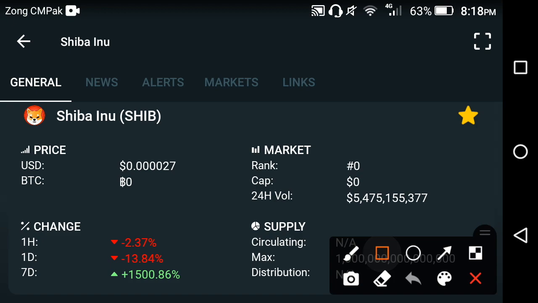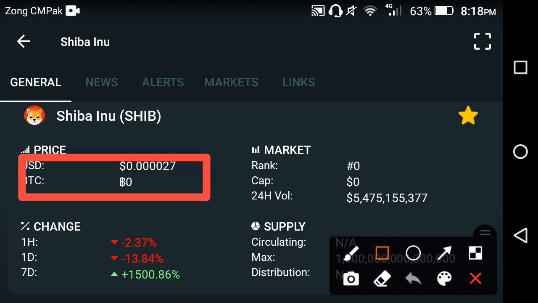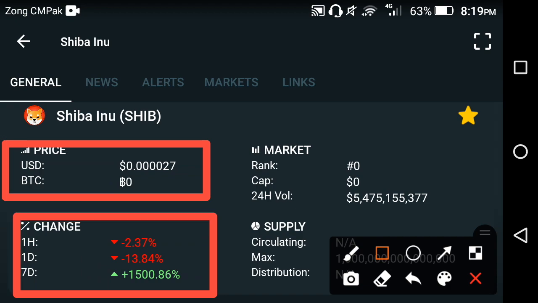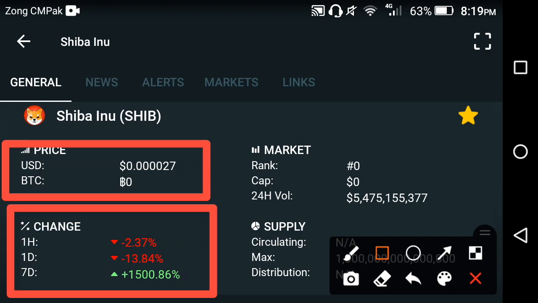Let's start the video. First of all, we talk about the price of Shiba Inu at this time. 0.000027 USD is the current price of Shiba. And if you look at the price changes in Shiba, as you can see here, the last 1 hour price change is negative, and the last 1 day price change is also negative. Only the last 1 week shows a 15% positive change, friends.